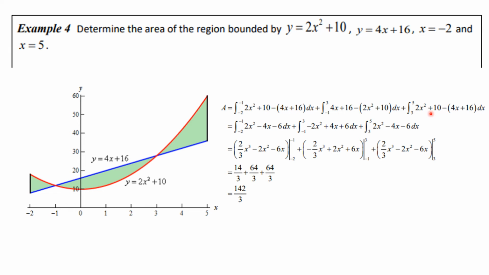And I'm doing the same thing over here. Now I'm going from 3 to 5. And I'm integrating the function on top minus the whole of the function on the bottom. Make sure you can do these calculations, but when you do them, you will find this is an accident, but this ends up being 64 over 3 as well. This is 14 over 3. I combine them, and I get the exact answer is 142 over 3.